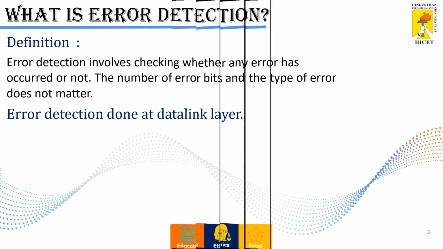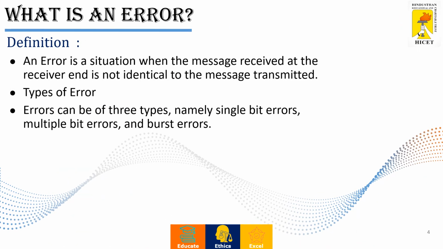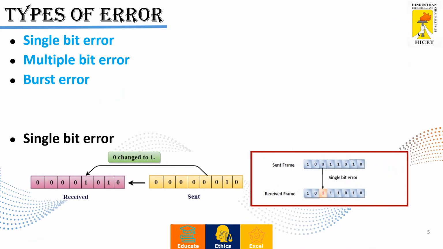Let us see what is an error. When bits are transmitted over the computer network, they are subject to get corrupted due to interference and network problems. The corrupted bits leading to spurious data being received by the destination are called errors. The errors are categorized into three categories. One is single bit error, the second is multiple bit error, and the third one is burst error.